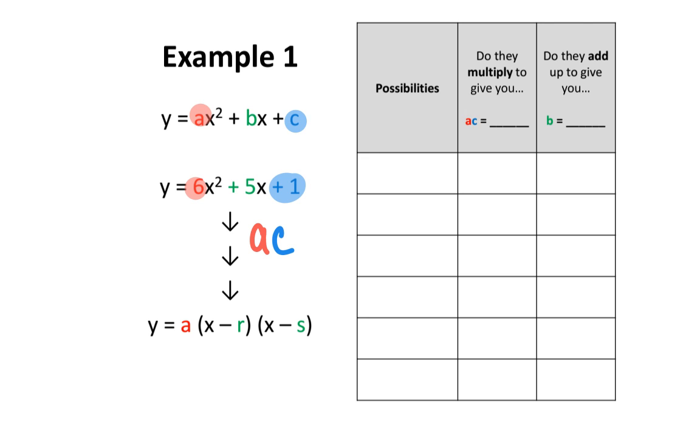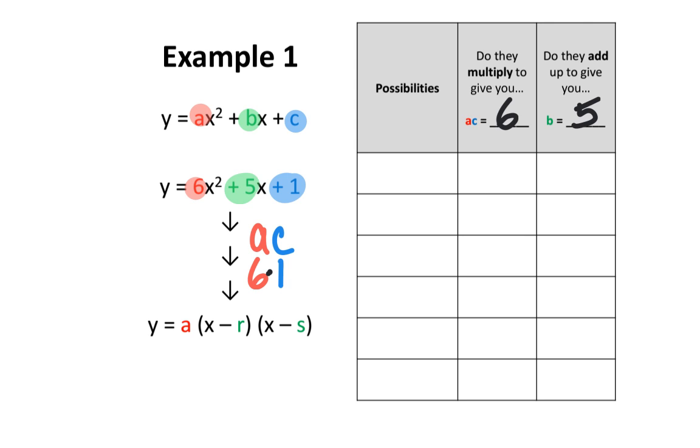So I'm going to copy those numbers down over here. Positive 6 and positive 1. That looks like 61, but it is not exactly 61. It's actually 6 multiplied by 1, since there's a hidden multiplication sign between them. So 6 multiplied by 1 gives me 6. Next, let's take a look at b. Well, b is actually positive 5. So I'm going to write positive 5 right over here.